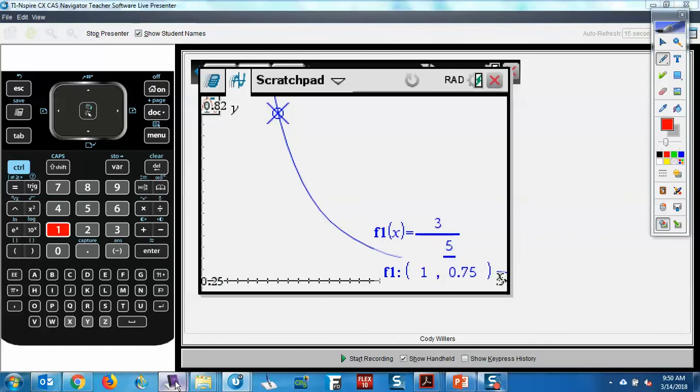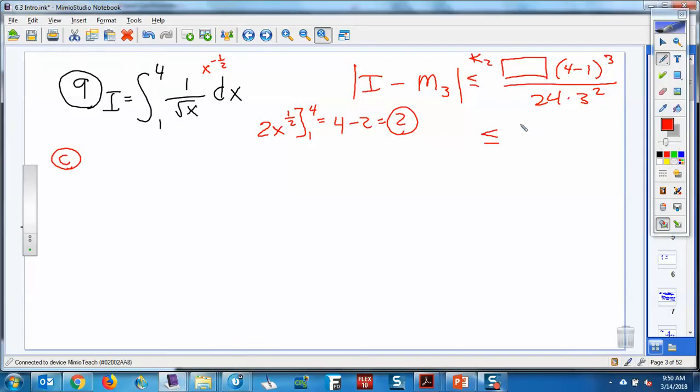Okay, so now we're going to do 0.75 here. So we come back to this problem, and we're going to put a 0.75 in here. So go ahead, Cody, and do that calculation right there.